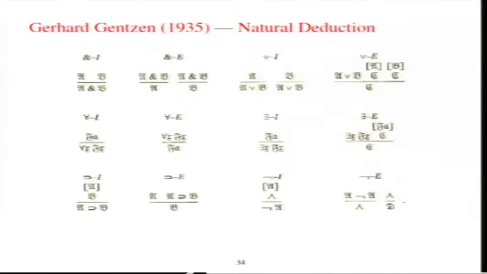And he came up in 1935 with natural deduction. So there were many, many systems of logic, but Gentzen had this wonderful insight that the rules of logic should come in pairs, which was a wonderful idea that has served us well to this day. I'll show you a bit about that in a moment.